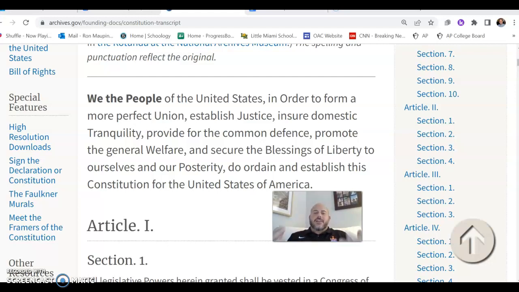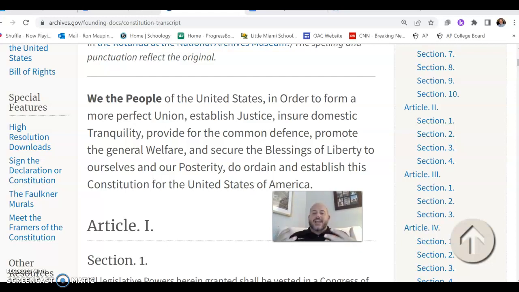Now, you might look at this and go, this doesn't provide any of the actual nuts and bolts framework of the government. It's not talking about any of the individual branches of government, or how to amend the Constitution. So what is the function of this preamble? Well, for lack of a better term, it's a mission statement. It's telling the people the overall goal and purpose of the Constitution.